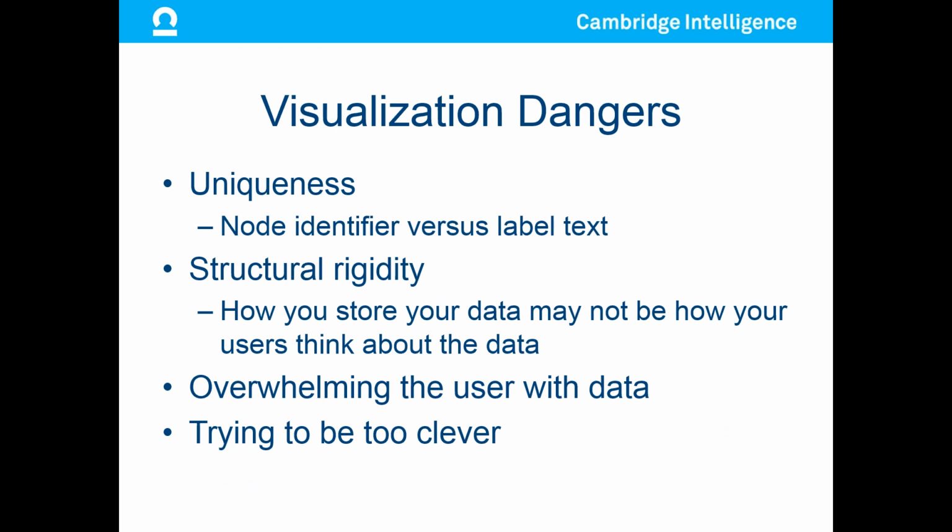I talked a little bit already about store rigidity, but don't be forced into presenting to your end users the way that you're storing your data in Neo4j. They may think of it differently, and you may want to present it differently. Overwhelming the user with data, I talked about that already, because presenting more than a couple hundred nodes at a single time to the end user, even though KeyLines handles that quite well, can just prevent them from gaining any realistic or useful insight. And then the bottom one there is the one I fall for all the time, which is trying to be too clever.